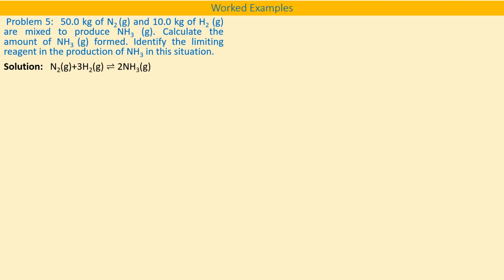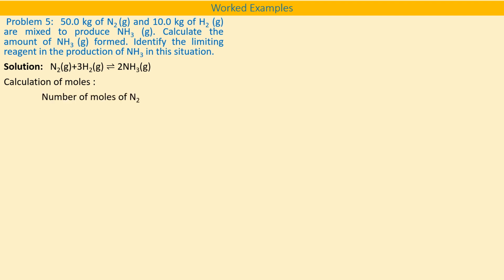So the balanced equation for the above reaction is written as N2 combines with 3 molecules of H2 to give 2 NH3. All the three, that is nitrogen, hydrogen and NH3, are in gaseous state. And this reaction can proceed in both ways. Now first we will calculate the moles.